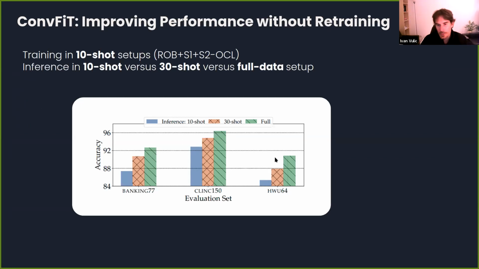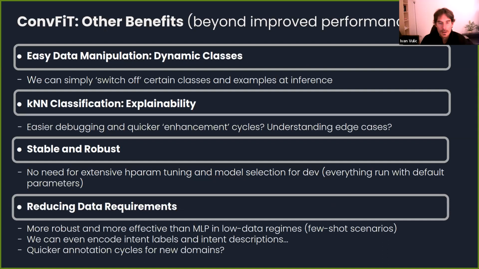So you can go even more extreme and train with only two or three examples per intent. And the same pattern is still visible. It's just that the absolute scores will be slightly lower.